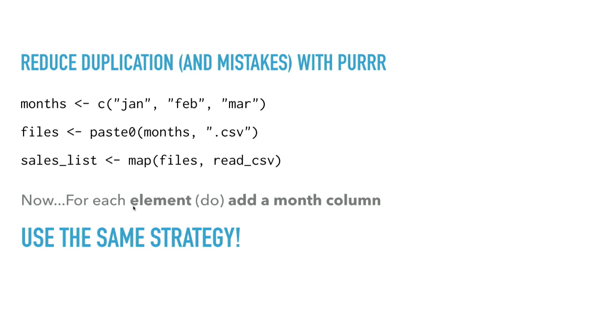The one thing that doesn't achieve is adding on that extra column for the month. So we're going to use map2 to do that. We're going to use the exact same strategy. We're going to solve it for one element, then we're going to write it as a recipe, and then we're going to apply it to everything using map2. But we're going to do that after the break.